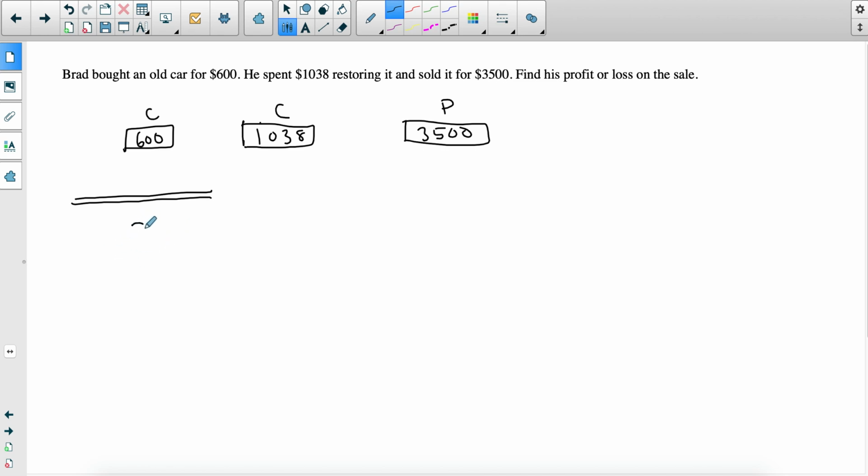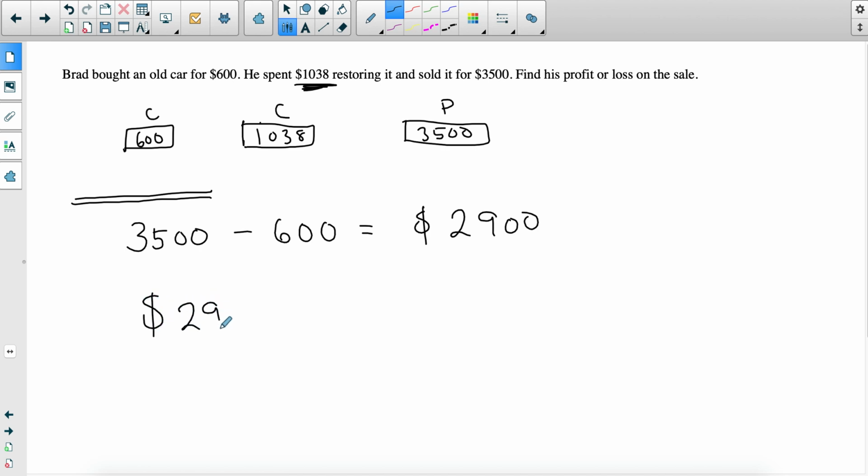So if he sold it for $3,500 and it originally cost $600, it means he made a profit of $2,900, or so it seems. But remember that he spent $1,038 on restoring it, so actually it's slightly less than that.